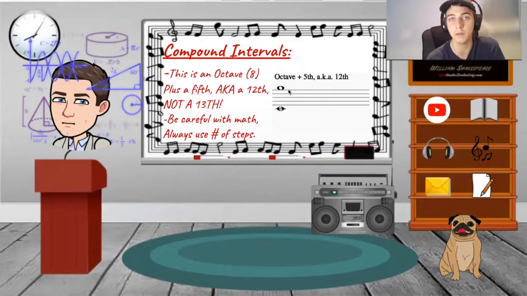And in a lot of people's minds, in my mind for a long time, I thought of this as, okay, just 8 plus 5. But that gives you 13, and that is not what this interval is. You always have to go by the number of steps, and don't just try to add like 8 as an octave plus whatever other interval you want to get, because it'll give you the wrong answer. So just be careful with compound intervals. Always make sure that you're going by steps and not just trying to add 8 plus whatever together.